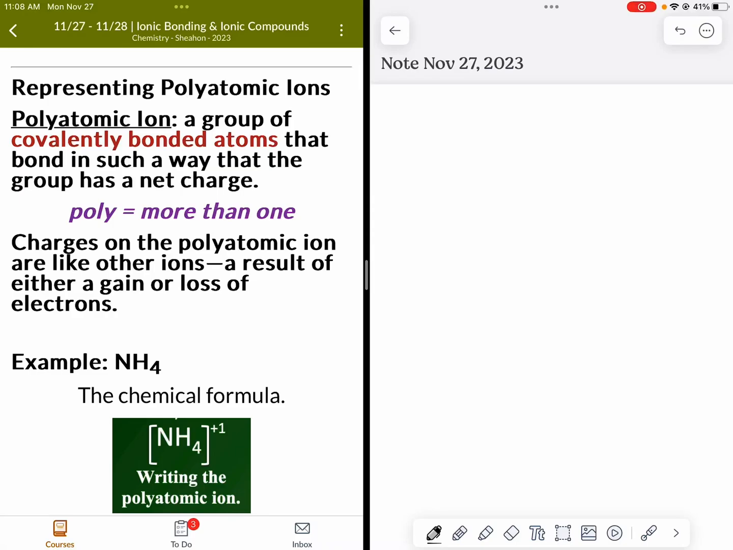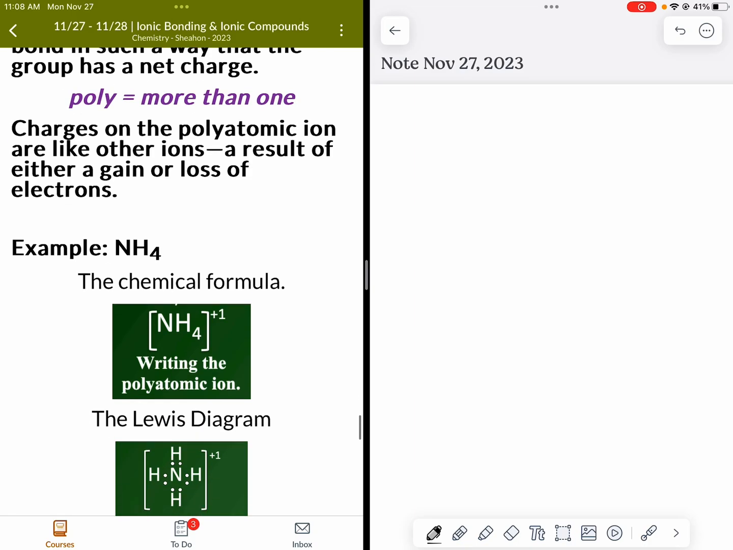Okay, so previously we talked about drawing the Lewis structure or the electron dot diagrams for neutral atoms or single ions. Now we're going to look at how we're going to draw those same structures for polyatomic ions. Now, poly means more than one, so what we're talking about is an ion that's a compound, and we have more than one different type of atom. For example, NH4.